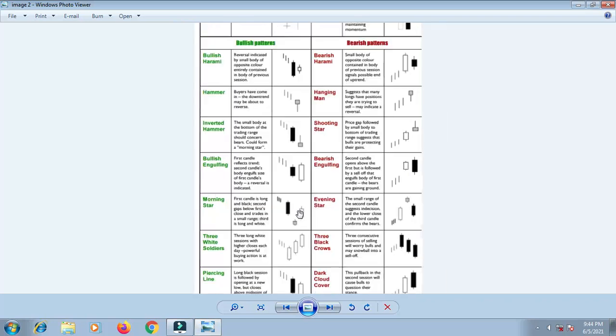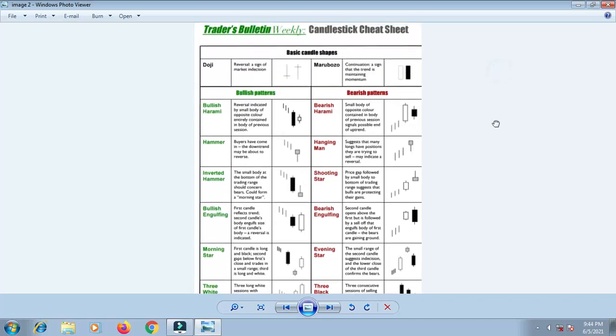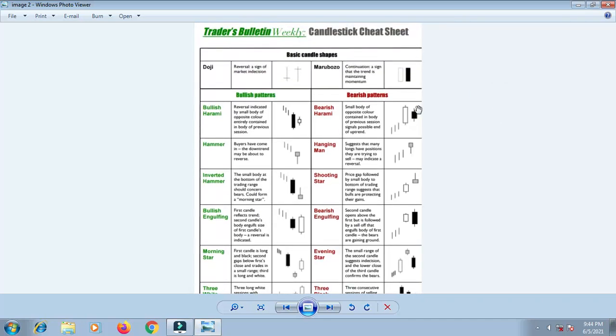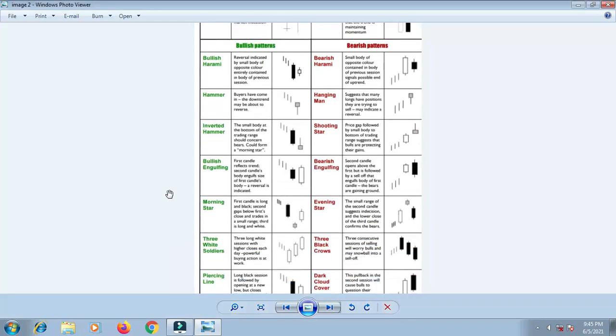You can see here that first of all, the candles which we will be studying, there is a doji and the marubozu, we will be studying those two. Those are single candle patterns, meaning only one candle. Then harami, hammer, inverted hammer, shooting star and all are one candle patterns. And from bullish engulfing onwards, those are two candle patterns, meaning the pattern is formed with a combination of two candles. These are the engulfing candles, morning star, evening star.